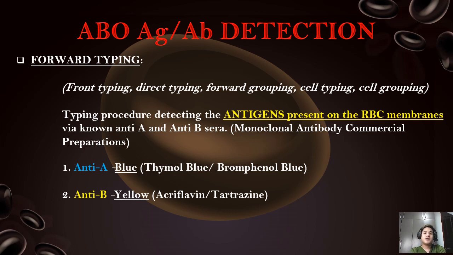For those who have tried visiting a laboratory or have had the opportunity to volunteer in a diagnostic lab, you may have seen the anti-A and anti-B sera. Your anti-A appears in a clear blue solution due to the thymol blue dye or bromphenol blue dye used, while your anti-B appears as a clear yellow solution due to the dyes used like acriflavine or the other one, tartrazine.